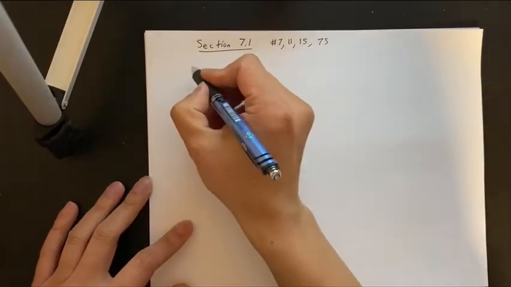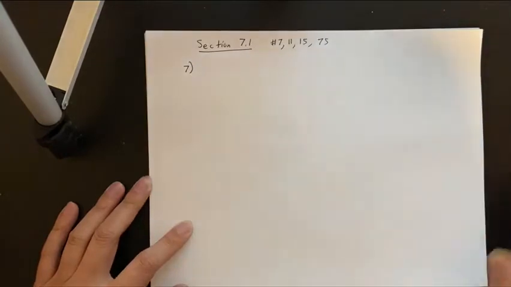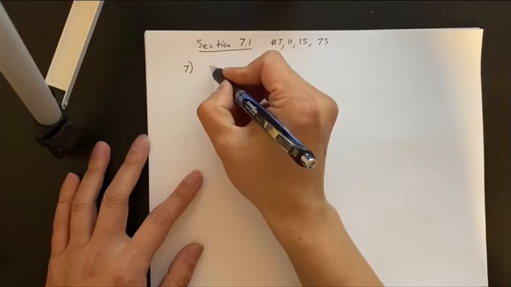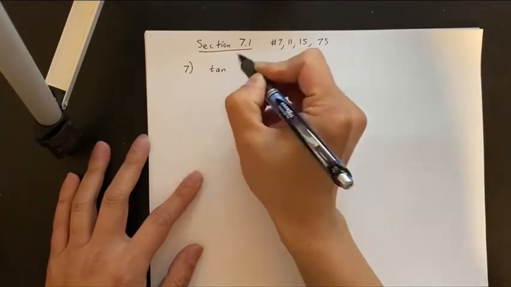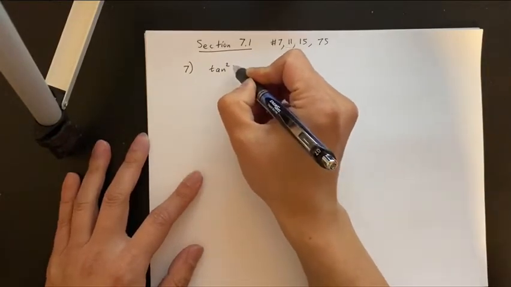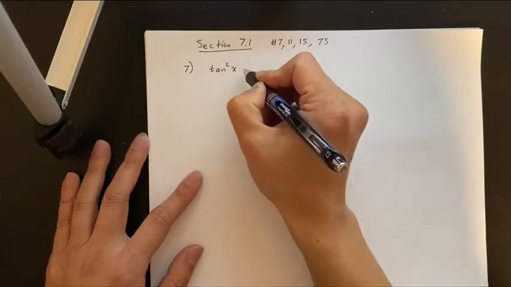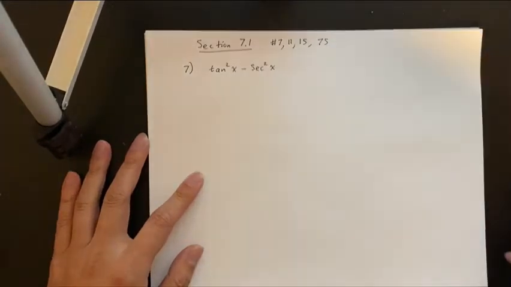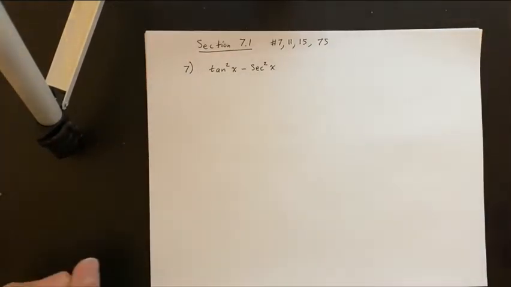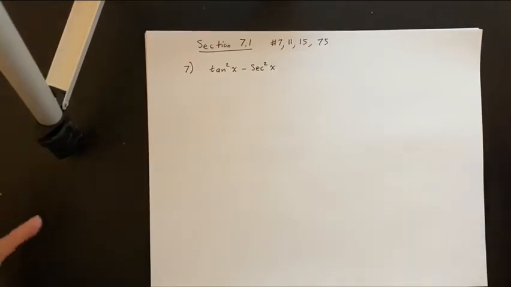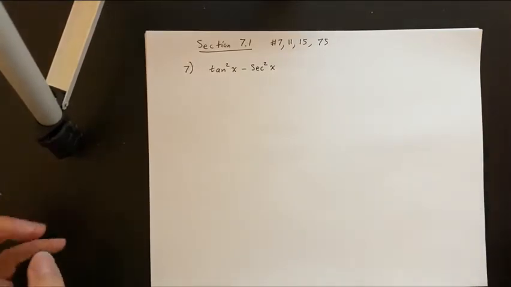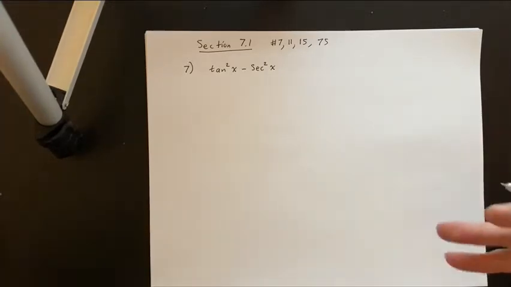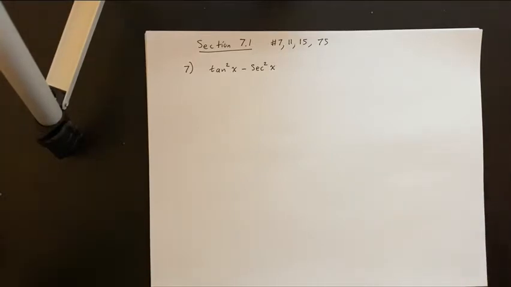So let's start with number 7. So number 7, you're not asked to prove an equation. So you're given an expression, which is tangent square x minus secant square x, and you're being asked to just simplify. And they gave you a hint. Write everything in terms of sine and cosine and see if you can somehow make this look a lot simpler.